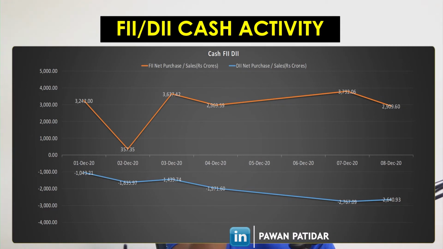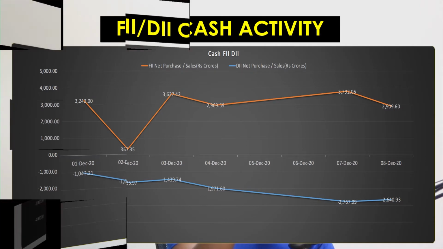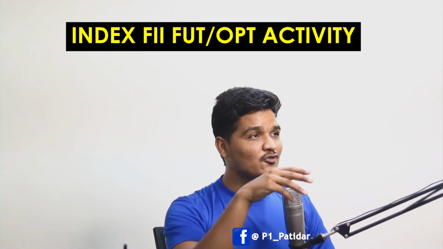And if you see the difference between FII DII activity, well, it is cash, meaning equity. In equity, there is not much difference. So tomorrow, let's see who dominates and where the market goes. Now let's move to the next, which is FII future and option activities.